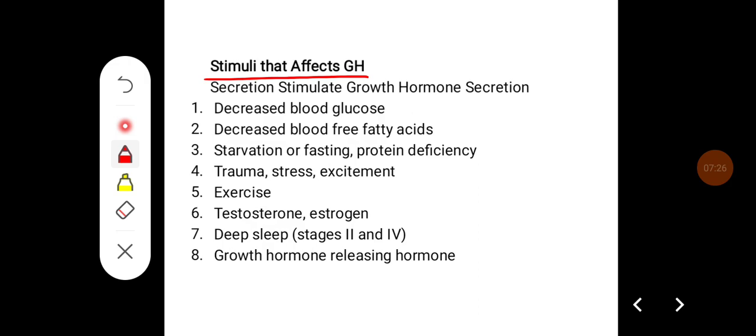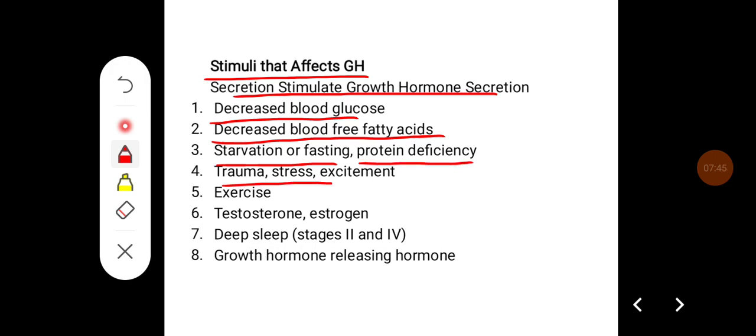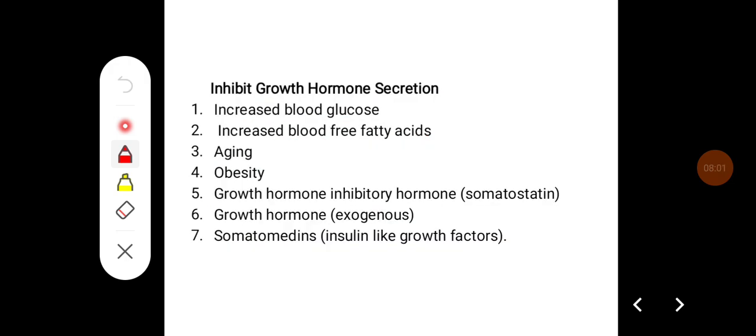The stimuli that stimulate growth hormone secretion are decreased blood sugar, that is blood glucose levels, decreased blood free fatty acids, starvation or fasting, protein deficiency, trauma, stress, excitement, exercise, testosterone and estrogen, deep sleep, particularly stage 2 and 4, and growth hormone releasing hormone, which increases the production of growth hormone.